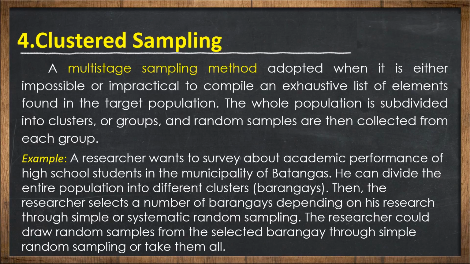Example, a researcher wants to survey the academic performance of high school students in the municipality of Batangas. He can divide the entire population into different clusters or barangays. Then, the researcher selects a number of barangays depending on his research through simple or systematic random sampling. The researcher could draw random samples from the selected barangays through simple random sampling or take them all.